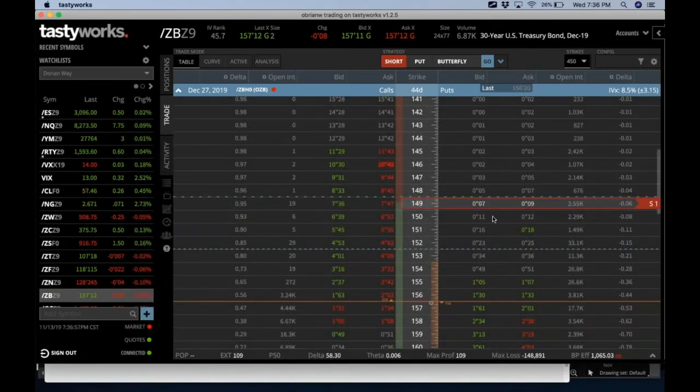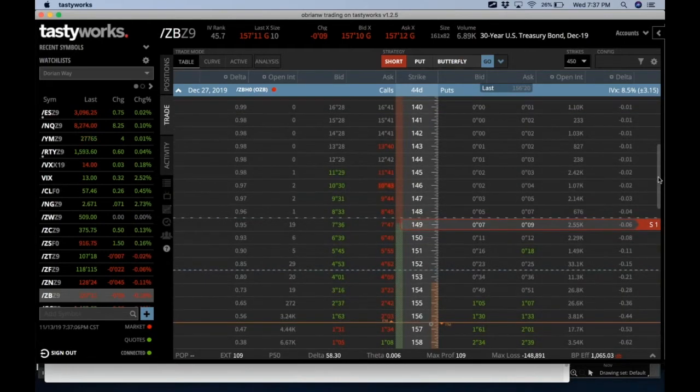What we would do is base it on where we can get some premium. So you're looking at a max loss of no more than $5,000 on one contract, but ideally no more than like $3,800 on one contract.